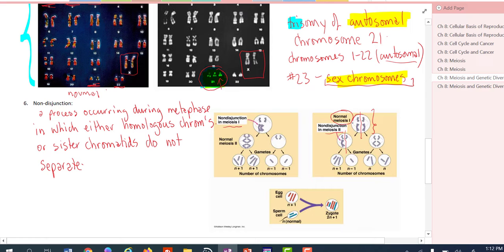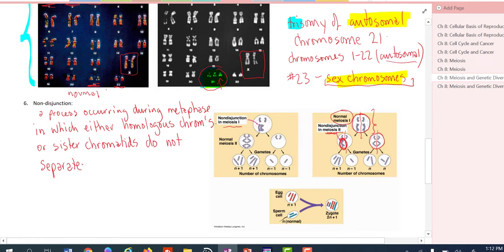So here you're starting with a normal cell, but when the chromosomes separate, you can see you have both chromosomes going to this side, or one chromosome going to this side, whereas here you have a normal cell, right, where the chromatids are separating accordingly, but here the chromatids fail to separate.